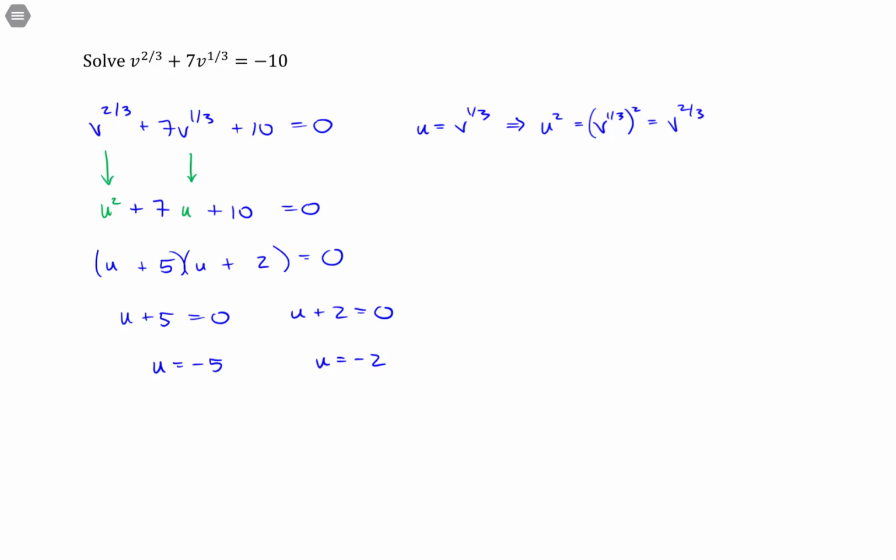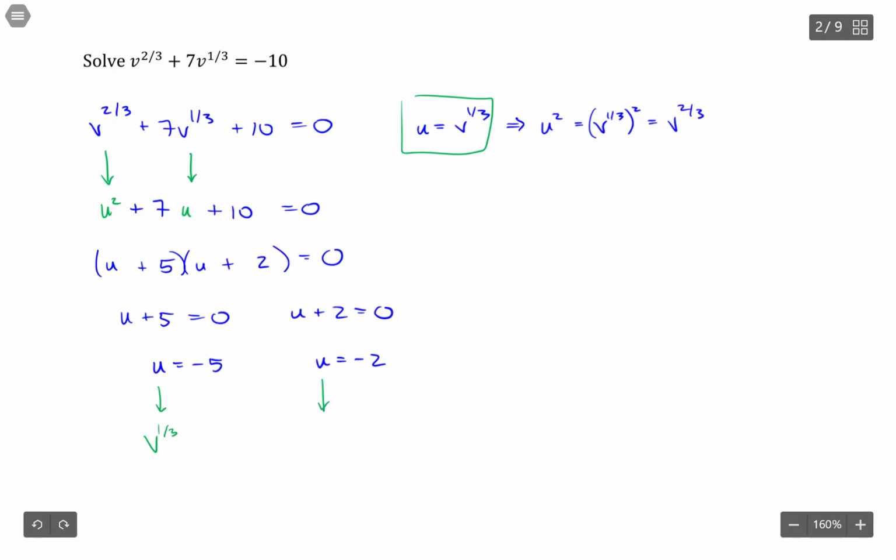But that's not the end of the problem because I had the original variable as v. So I solved it in terms of u, but I need to go back to v. And that's simple enough to do. All I have to do is just take this original transformation that I chose and switch back to v to the 1/3. Same thing here. This would be v to the 1/3. So v to the 1/3 equals -5, and v to the 1/3 equals -2.